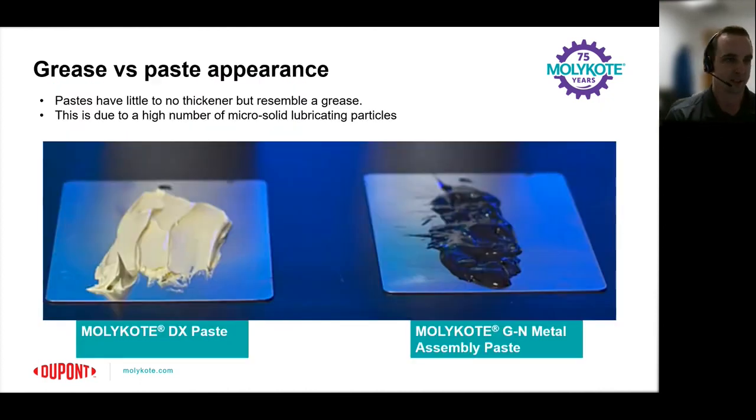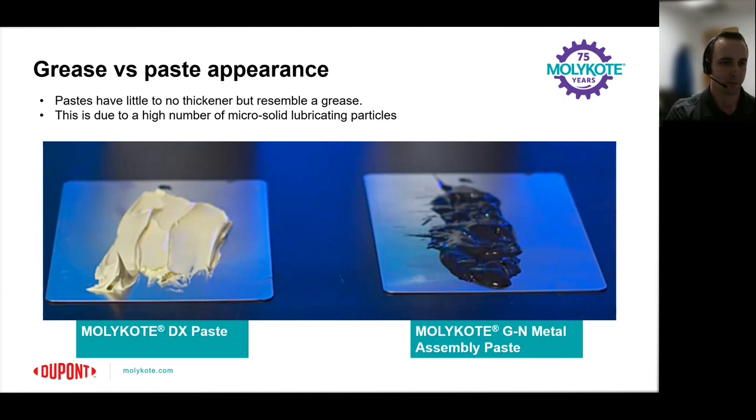Let's get into paste specifically. First, looking at the paste appearance and how it's similar to a grease. You might look at a paste and say, wow, this really looks just like a grease does. Although they really look similar, they're in many ways different. Pastes have little to no thickener, whereas a grease has a thickener as its second most plentiful ingredient. They look similar because a paste is comprised of primarily microsolid lubricating particles. That high number of solids really gives it that high consistency appearance of grease.